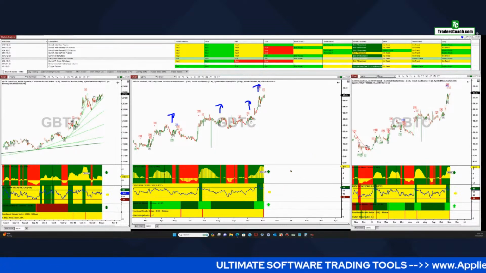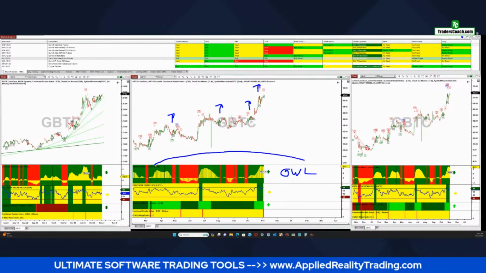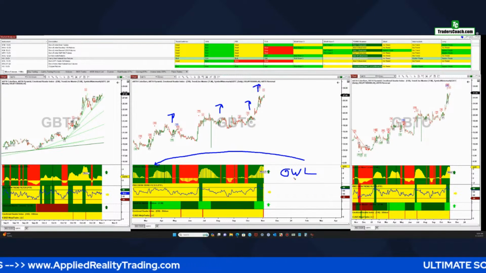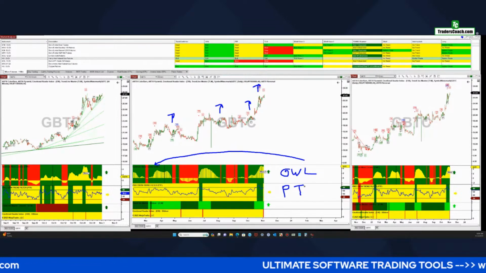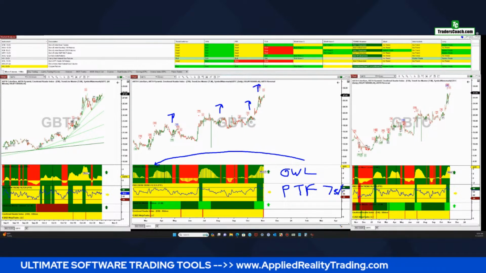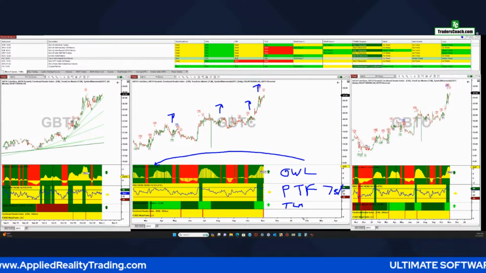And then under that, we have the OWL, which stands for the Optimum Wave Locator. There's the title right there. And this measures momentum in the market. It helps us count the Elliott wave. Under that's the PTF, which is a great little indicator, indicating if there's going to be more highs or not with a 75% probability, which ain't too bad in the markets, right? And then under that, we have the TLM, which is the trend line master, giving us trend direction.